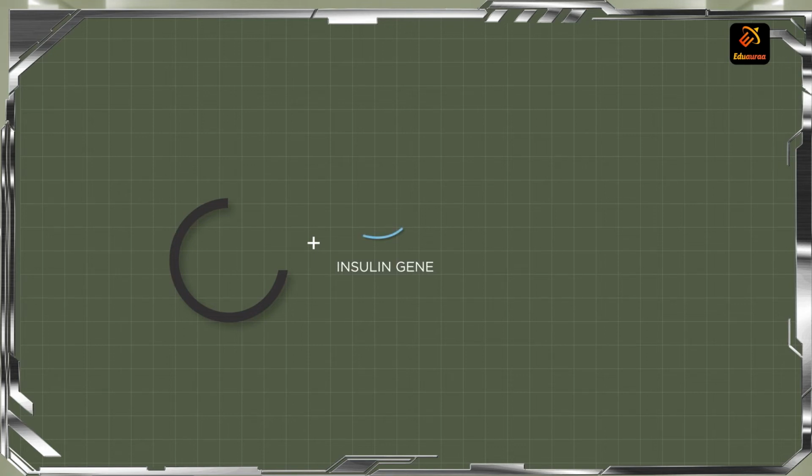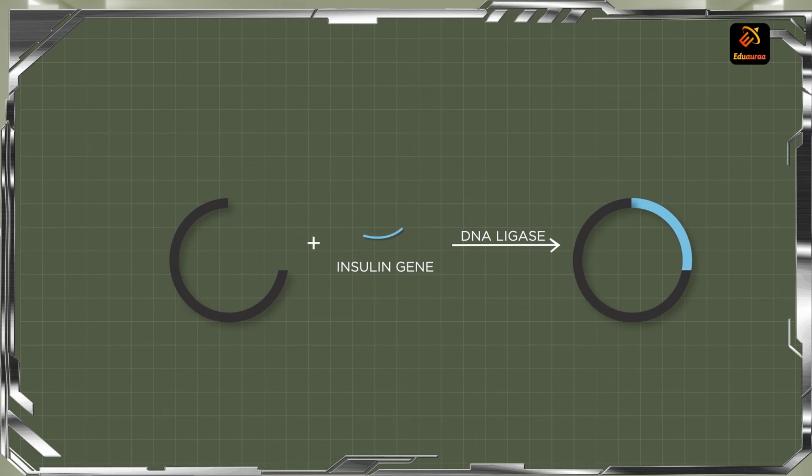But do you think that insulin gene will just get joined to that plasmid? No. I will need an enzyme that will join these two pieces of DNA. Can you suggest an enzyme? It is called DNA ligase. DNA ligase helps in joining the pieces of DNA. So now, the human insulin gene has been joined to the plasmid, which is the bacterial DNA.